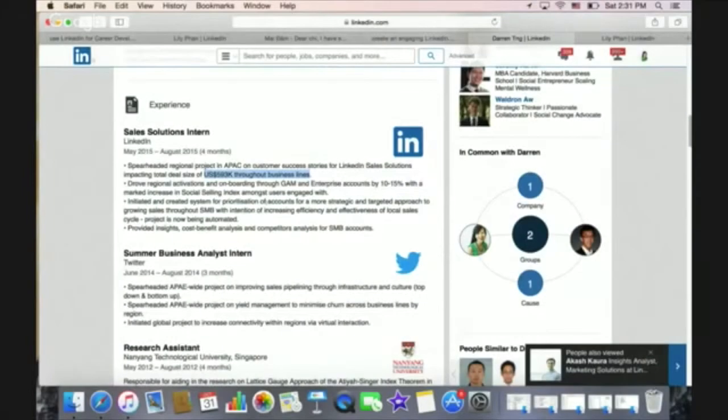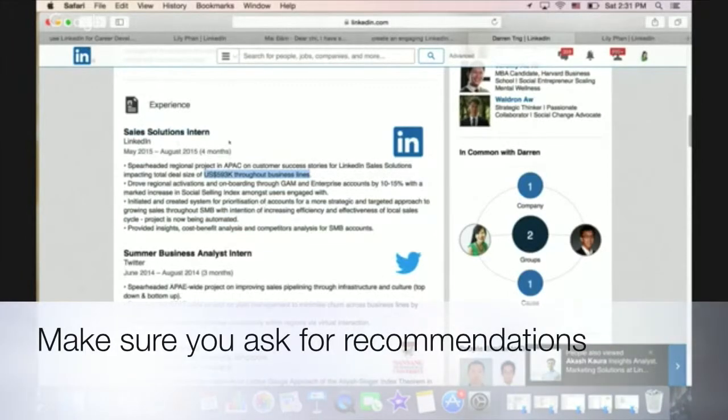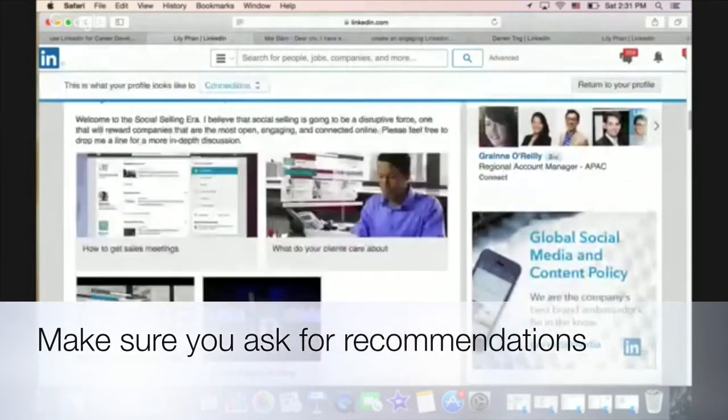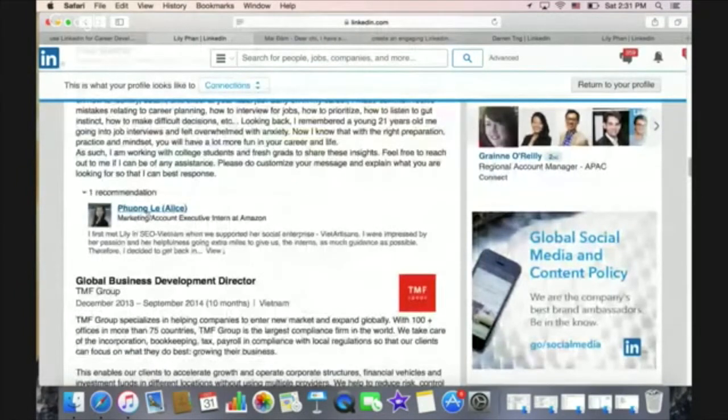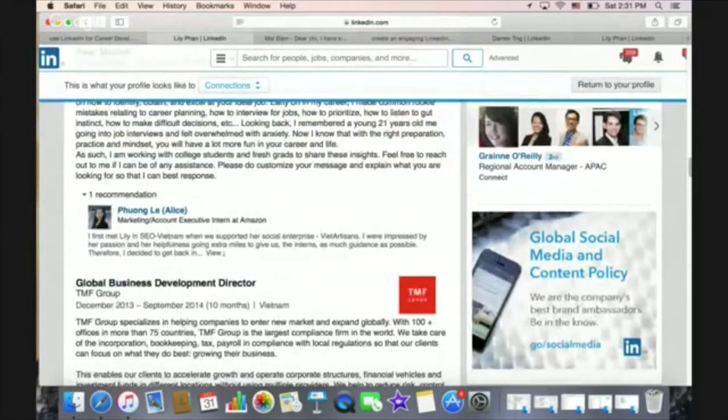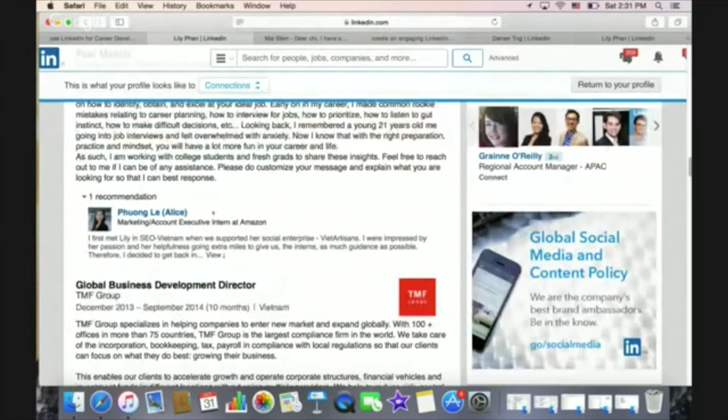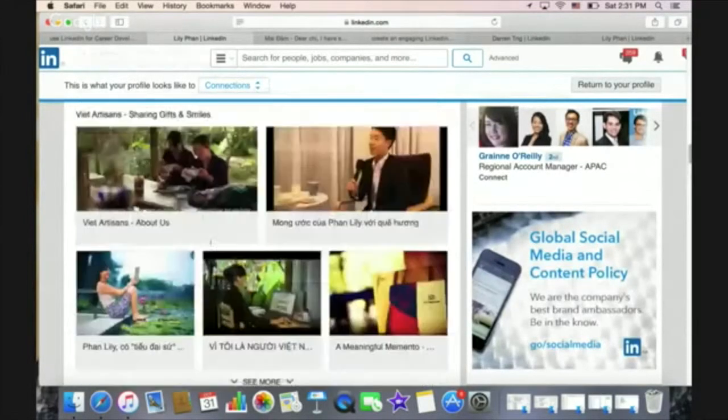I don't see it. Okay, the next part is that you should have recommendations, and how recommendations look is very simple. Like for me here, under peer mentor, Phương actually made a recommendation for me. She's at NTU and she met me and described how I mentor her. So having a recommendation is really important.